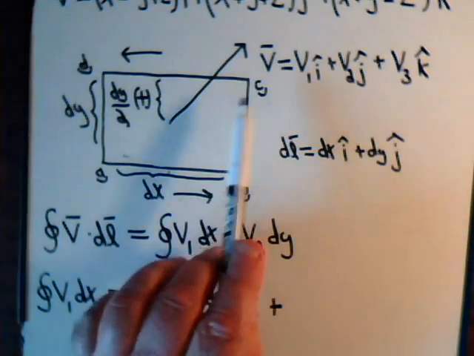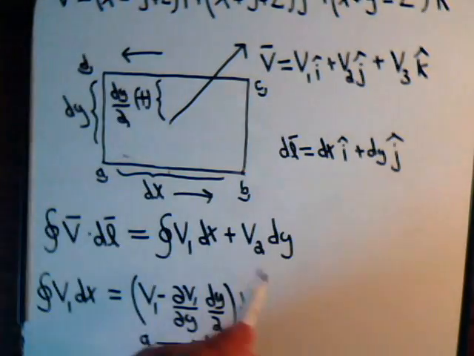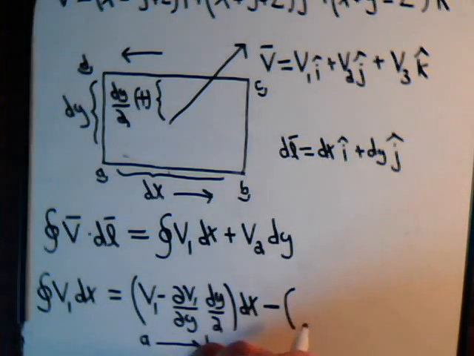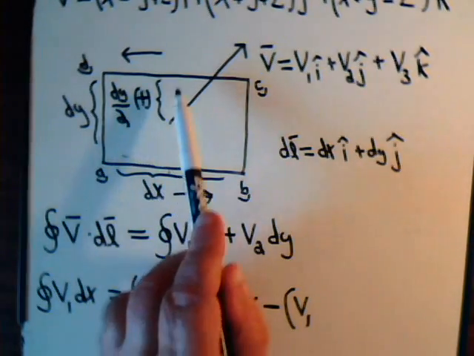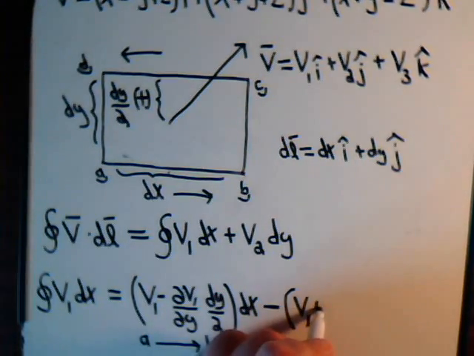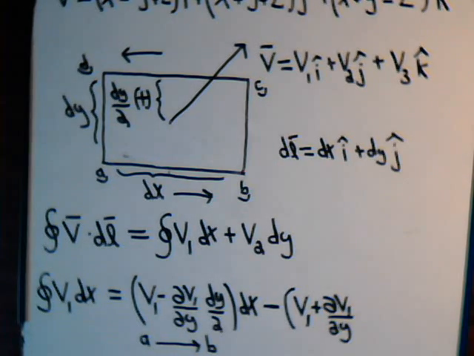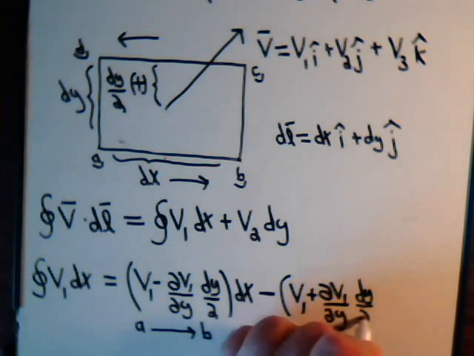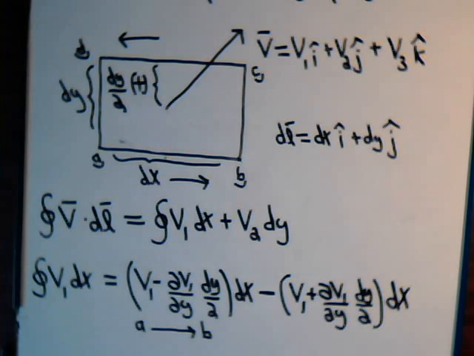Actually, what we want to do is we're going in this direction, so we want to have a minus sign here. We were going here, now we're going here, so this will be minus. Then the new value for V1 will be what it was originally. And we're going upward now, so it's plus that amount of change. And that amount of change is the partial of V1 with respect to y, dy over 2. And we have this times dx.